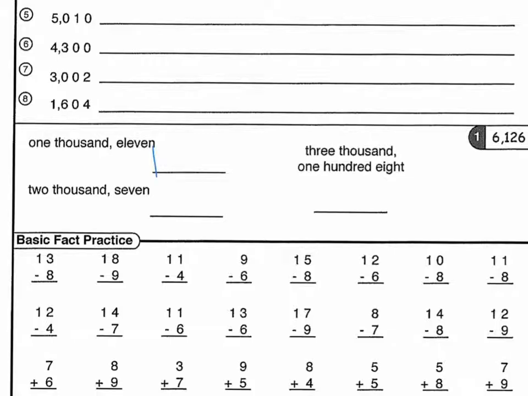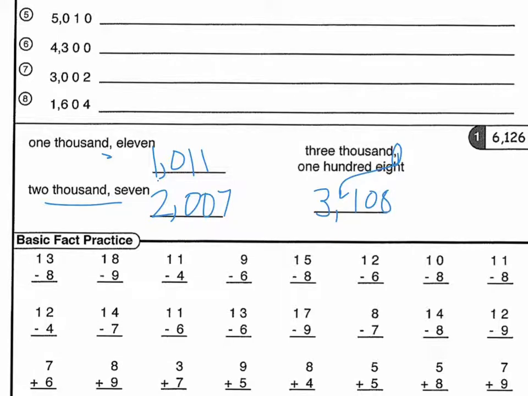1011, 1000, notice comma, comma, 11 is 011. You have to have 3 digits after the comma in order to be doing this right. 2007, 2, comma, 007. 3108, 3000, comma, comma's here, comma there, 3108. All you have to do is write 108 after the comma.